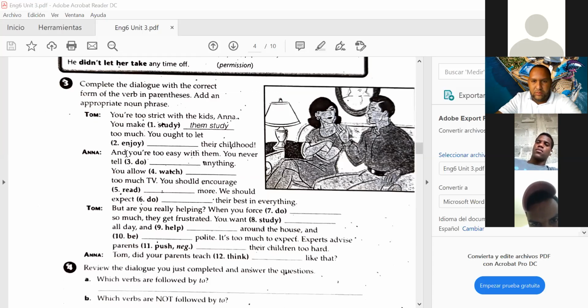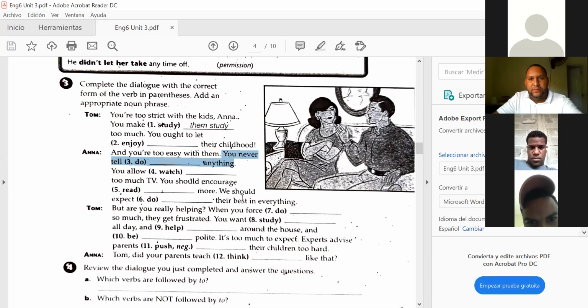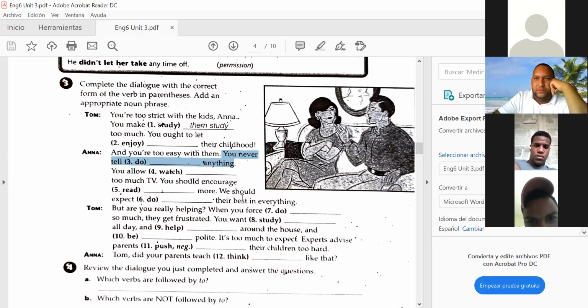And then we continue, he says, and you're too easy with them. You never tell what? What do you guys say? You never tell them what to do. You never tell them to do anything, right? Yes. All right, very good.